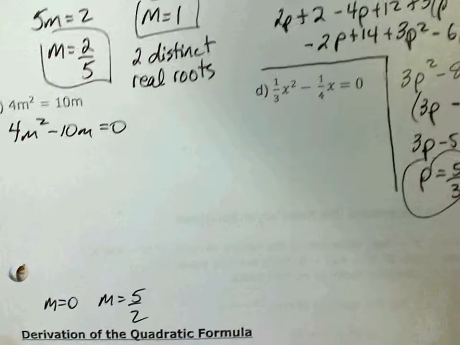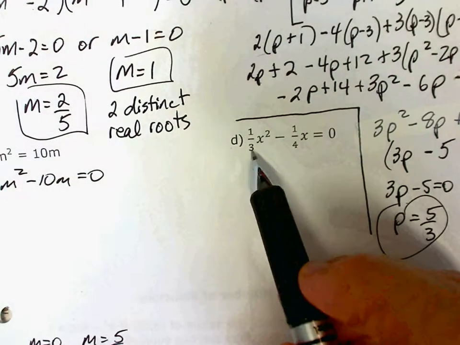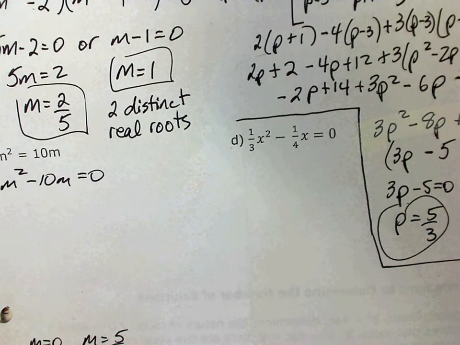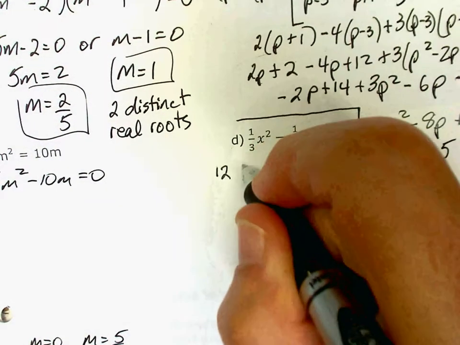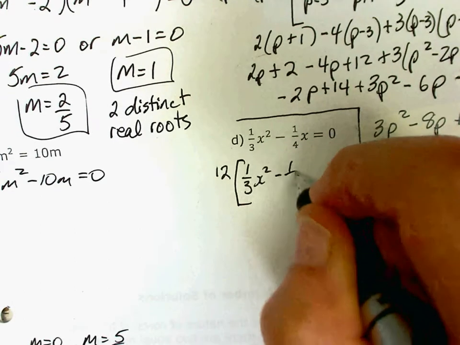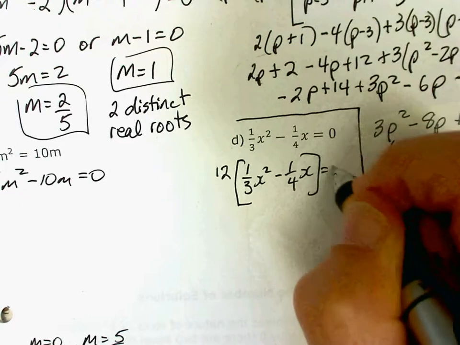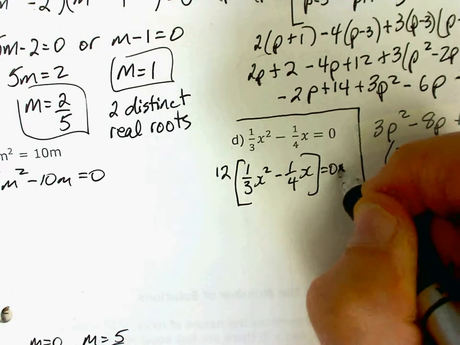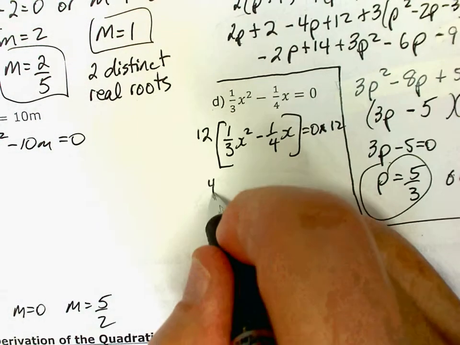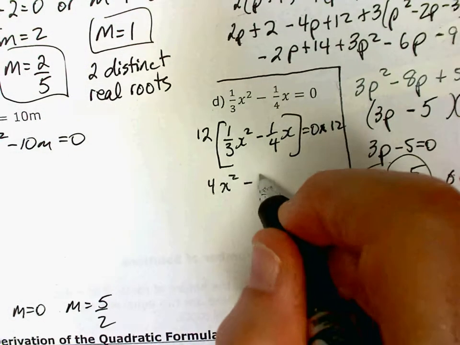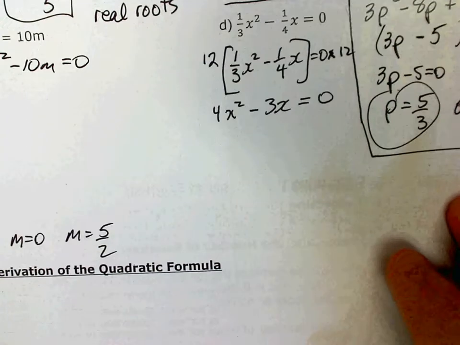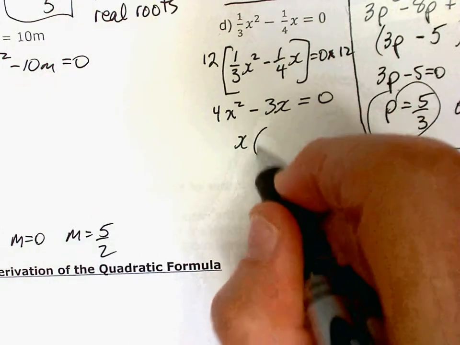What should I multiply both sides by to get rid of the denominator? Yeah, so 12 times 1/3 x squared minus 1/4 x. Always remember what you do to the one side, you have to do to the other. So this is going to be 4x squared minus 3x equals 0. All we can factor out is an x. X times 4x minus 3 equals 0.